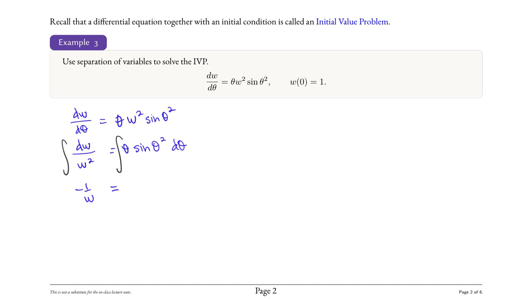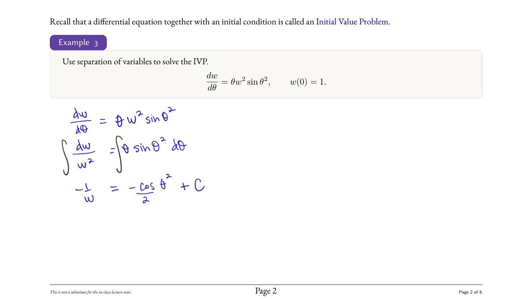but we can guess that the antiderivative of theta sine theta squared is minus cosine of theta squared divided by 2. Note that if I take the derivative of minus 1 over w, I would have negative 1 w to the negative 2, which is good. And if I were to take the derivative of negative 1/2 cosine of theta squared, I would get negative 1/2 times negative sine of theta squared times 2 theta. Theta stays, 2 cancels out the 2, which is good. We still need to add a c.